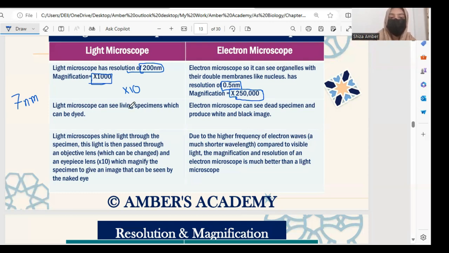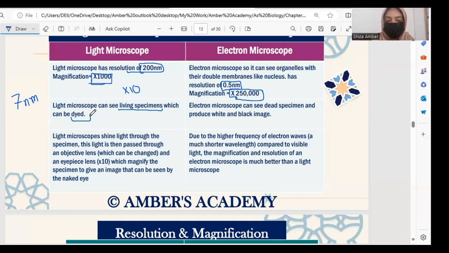Then light microscope can see living specimens. This is also important, which can be dyed. So we can view living specimens in light microscope, and we can also put a dye on them. But for an electron microscope, our specimen needs to be dead. So we are only able to view a dead object in electron microscope, and electron microscope has a drawback that it can only produce black and white images and not an image with colors or with stains. So this is a disadvantage of electron microscope, that it can only produce black and white images, while light microscope can produce images with different stains.